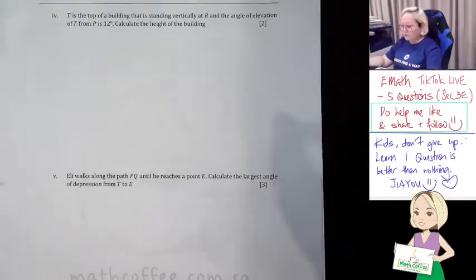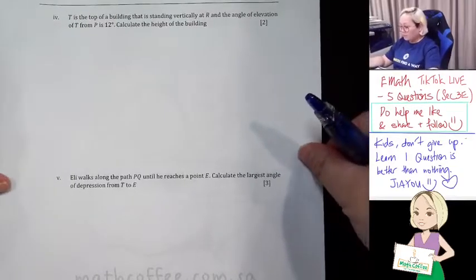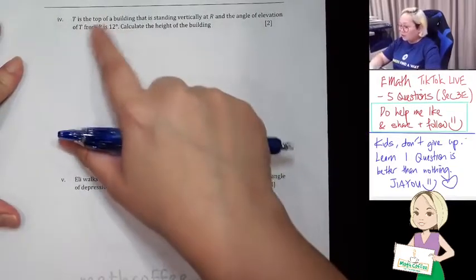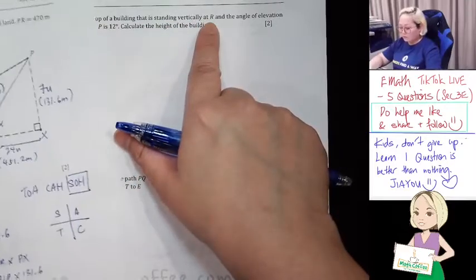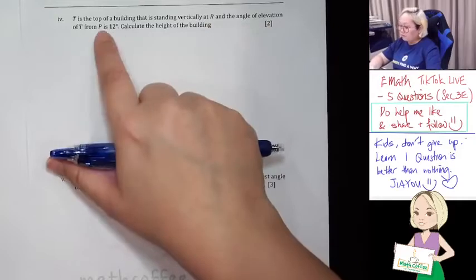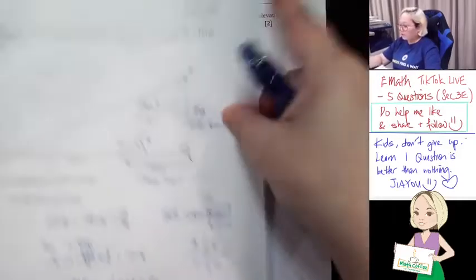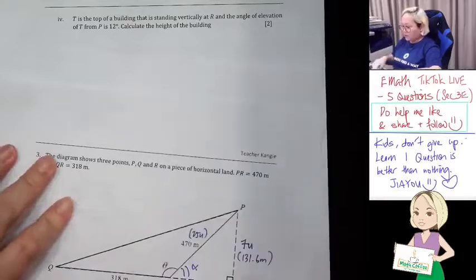Oh no, we are not done with this question. Okay? Good. T is the top of a building that is standing vertically at R. Oh, wait, where's my R? Okay. And the angle of elevation of T from P is 12. So let's visualize. Okay, I'm going to put a diagram here so you can see.